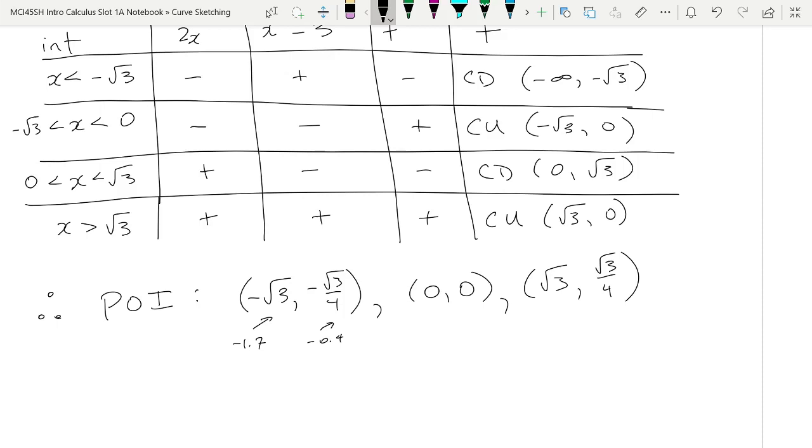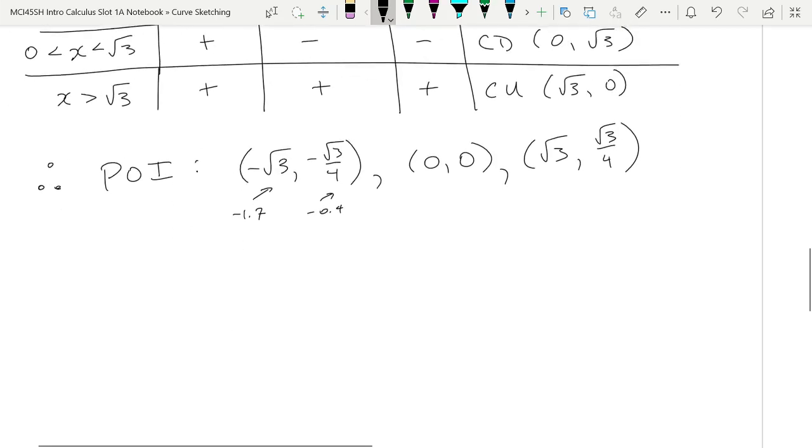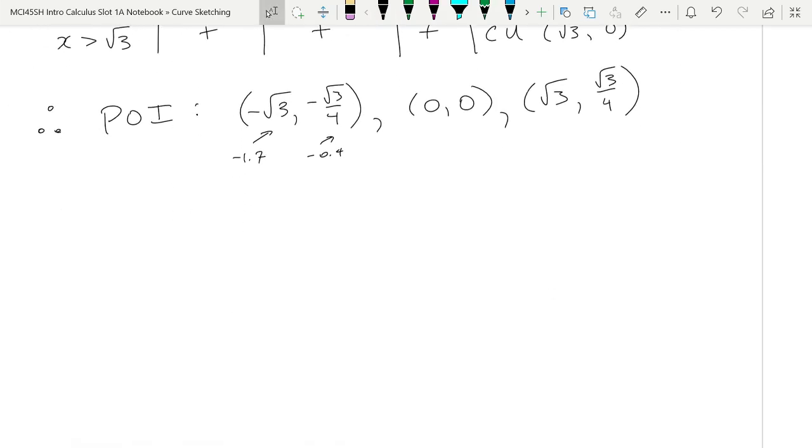Oh, you know what? No, we're not. We're going to do one more thing before we graph. You know what else I would do before I sketch a graph is I'd also check the y-intercept, but we kind of already got it. The y-intercept is 0.